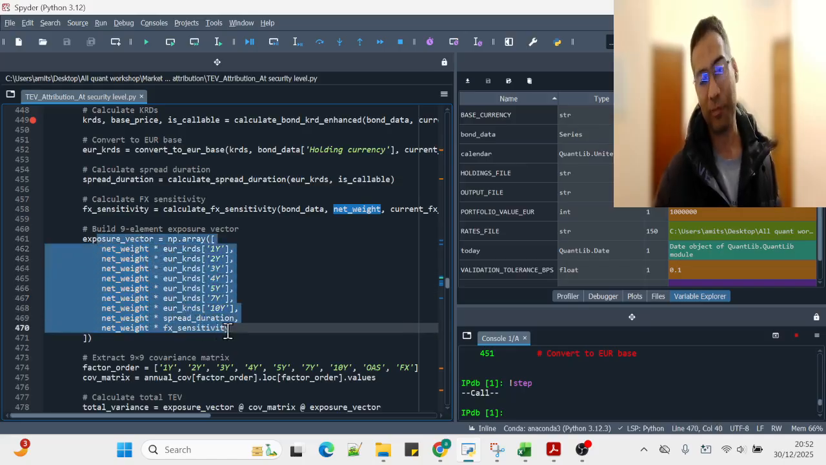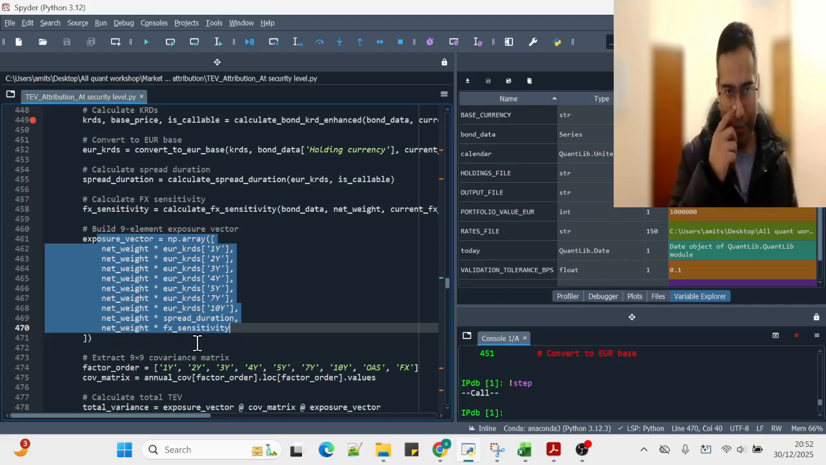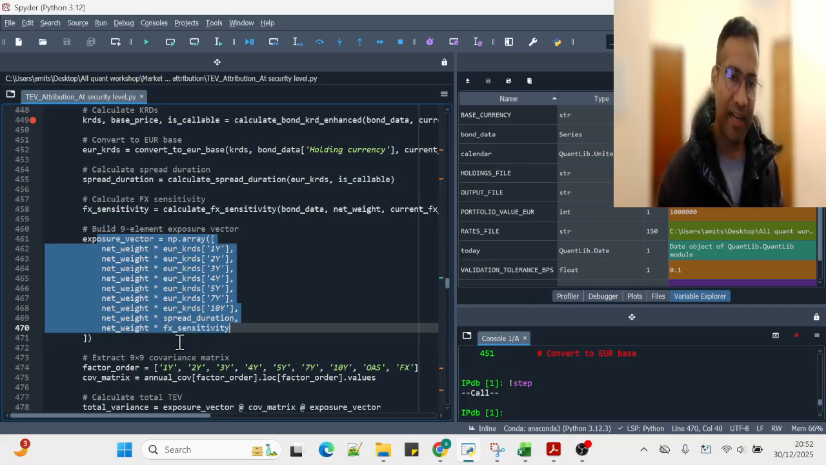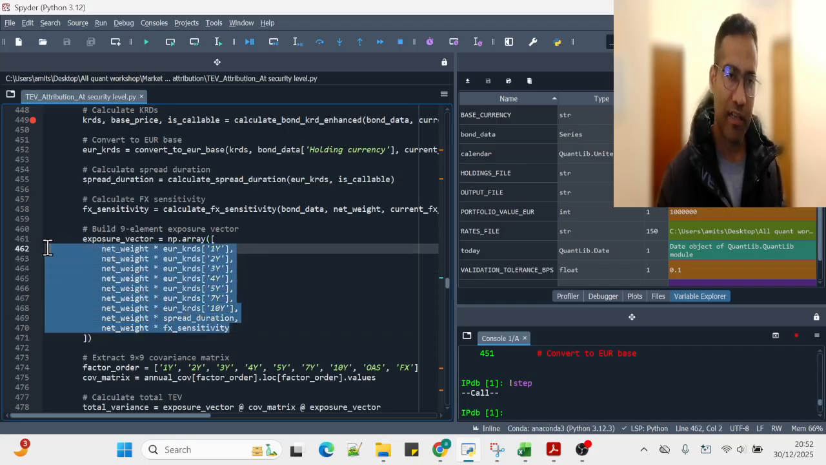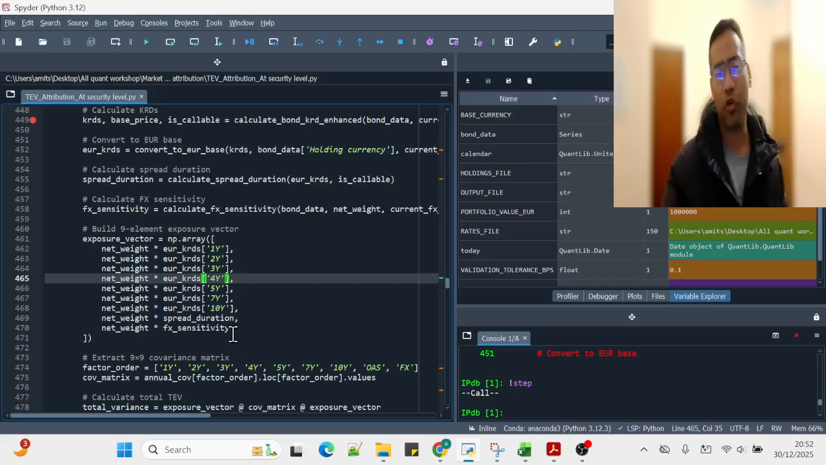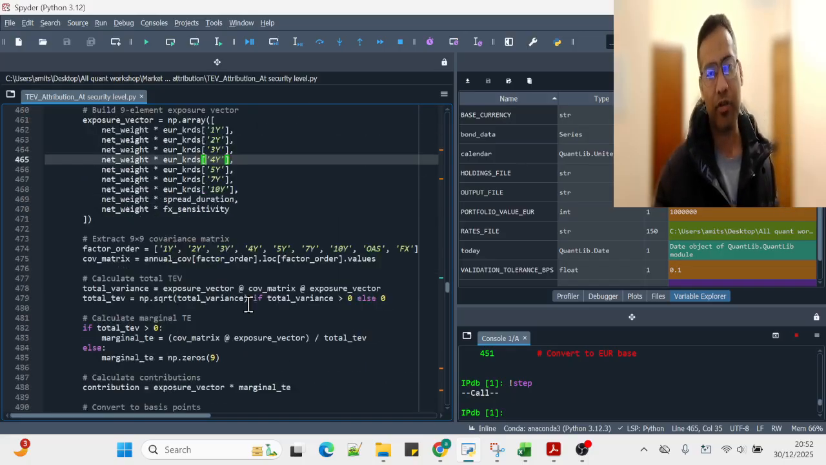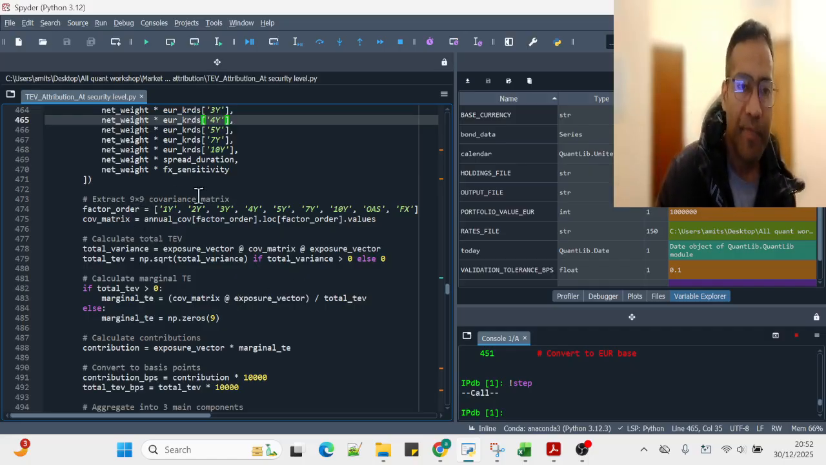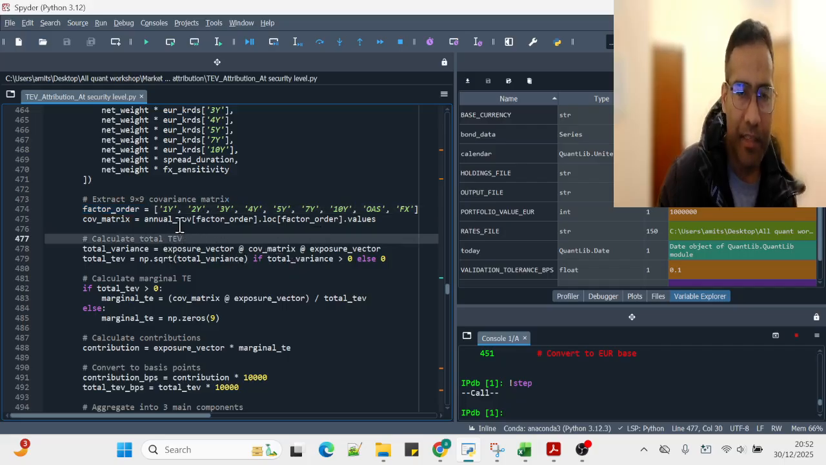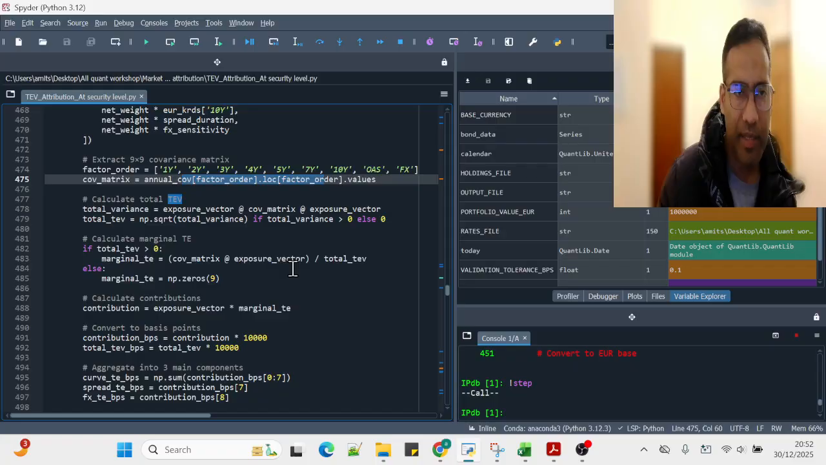Why is it an exposure vector? Because it is a matrix notation actually. It contains all your exposures, and we are going to use one dot product after this step, which is why I have started using matrix notation. Now you have your 9 by 9 covariance matrix. So it's just a cleaning up exercise in Python.